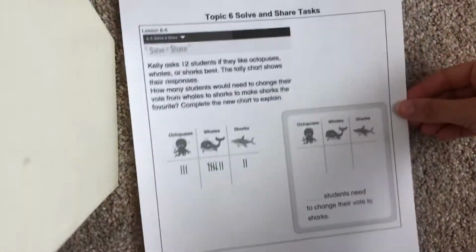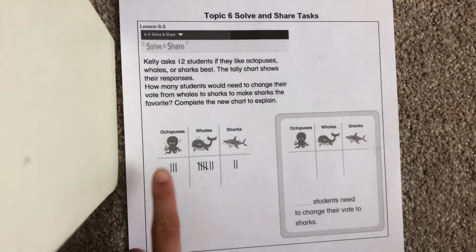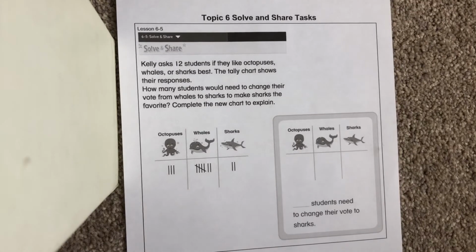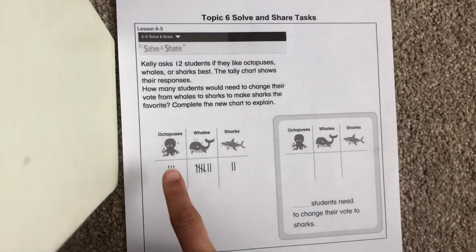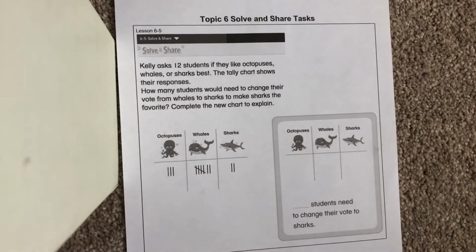This one's a little bit longer. Kelly asks 12 students if they like octopuses, whales, or sharks best. The tally chart shows their responses. How many students would need to change their vote from whales to sharks to make sharks the favorite? All right, I need to see how many are in each one and figure out how many more votes they would need. Let's count them.